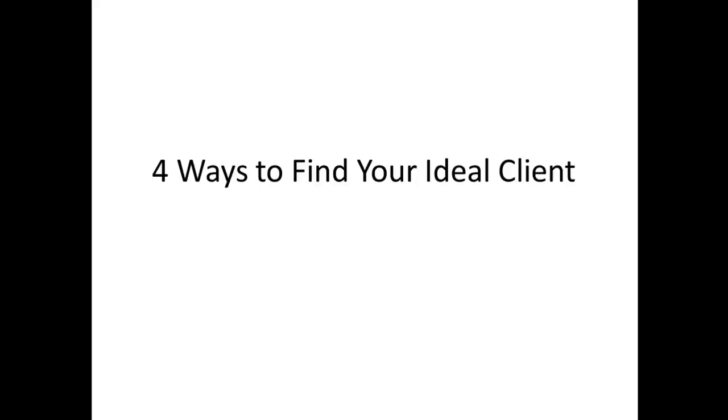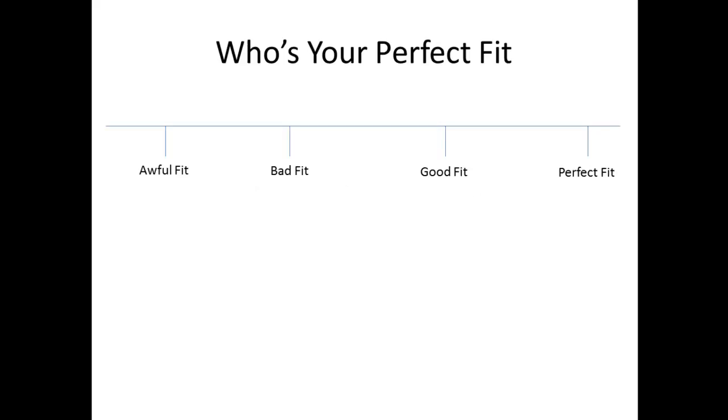So let's talk about 4 ways to find your ideal client. The first way is what I call the perfect fit chart, and it's essentially this. It's a horizontal line with 4 vertical lines going awful fit, bad fit, good fit, and perfect fit. And I usually draw this out on a whiteboard or something like that, so that way I have some space underneath. And here's what happens.